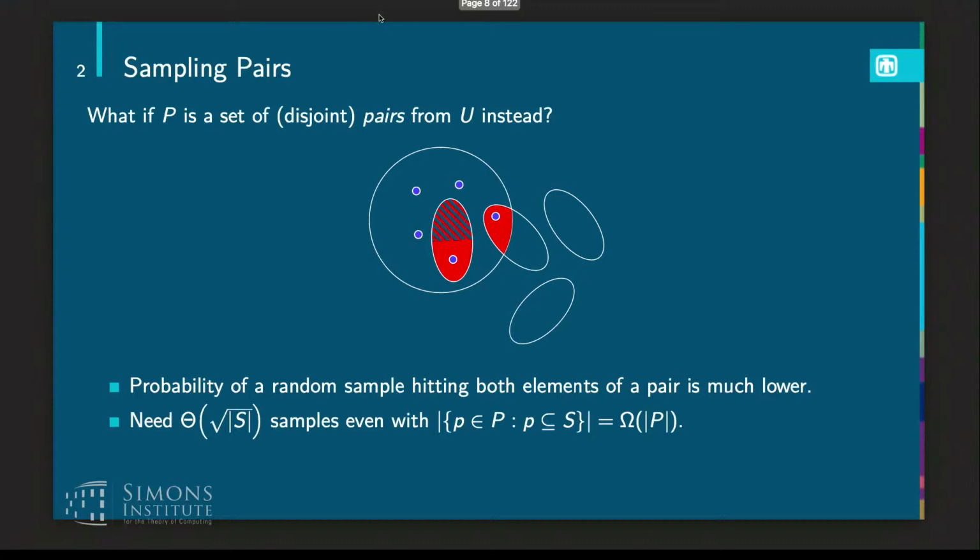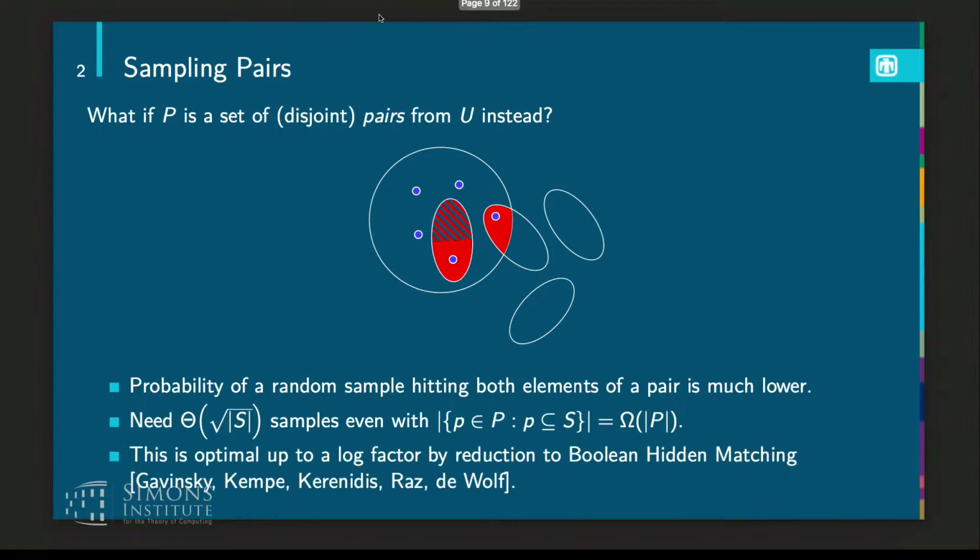And in particular, by the standard birthday paradox argument, the number of samples you'd need would be about the square root of the size of S. And you can actually show by a reduction to the Boolean hidden matching problem in one-way communication complexity that this is optimal up to a log factor. Any classical sketch that solved this problem would need square root of S many bits.